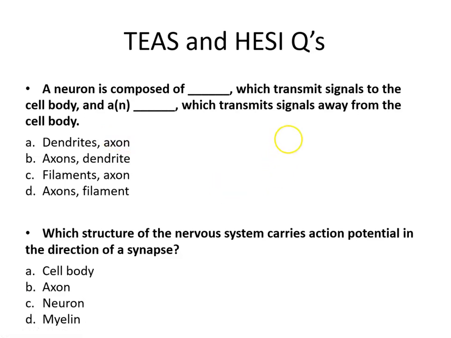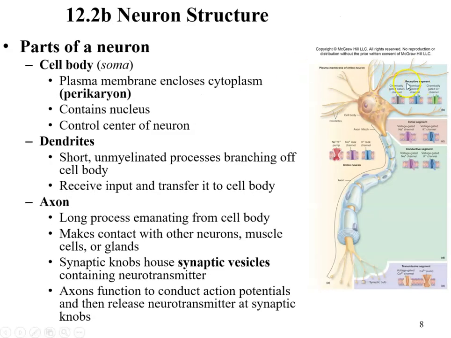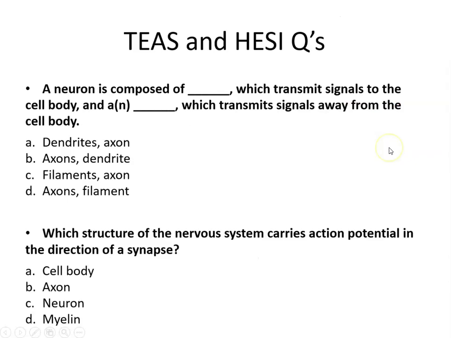Okay, which structure of the nervous system carries action potentials in the direction of a synapse? Well, that's going to be C. A neuron is the structure of the nervous system. We said it was the basic structural unit of the nervous system, and its job is to transmit action potentials towards a synapse.